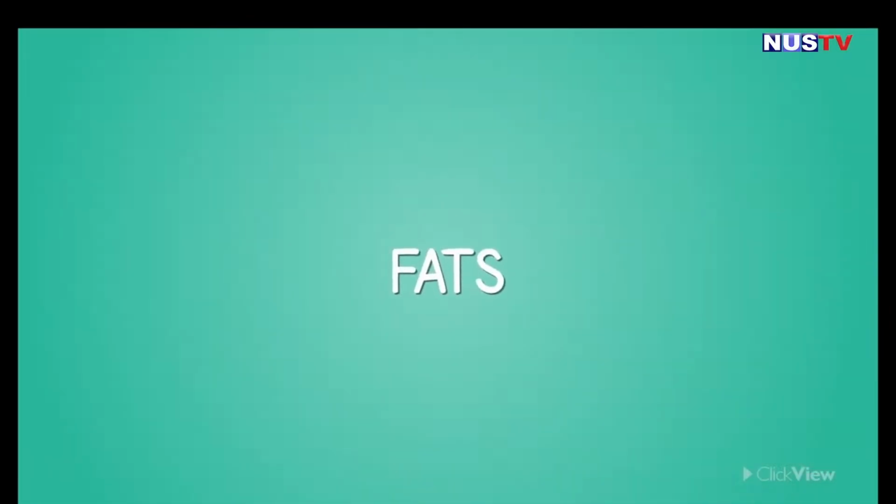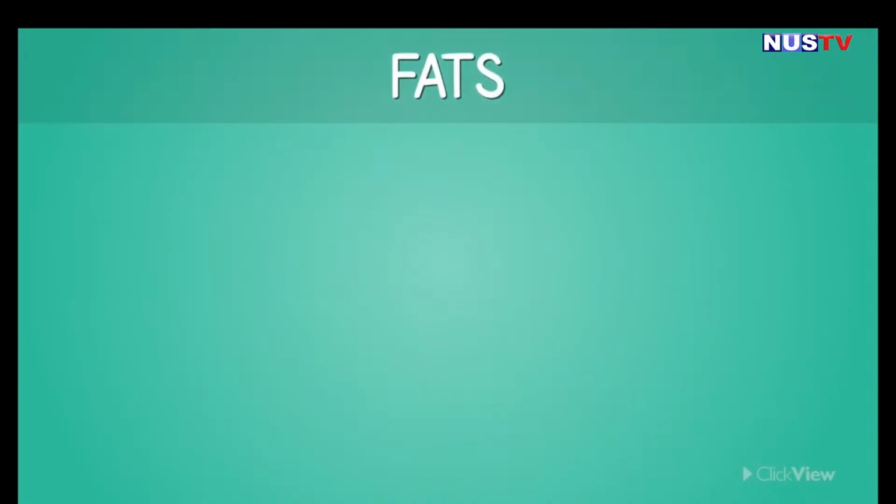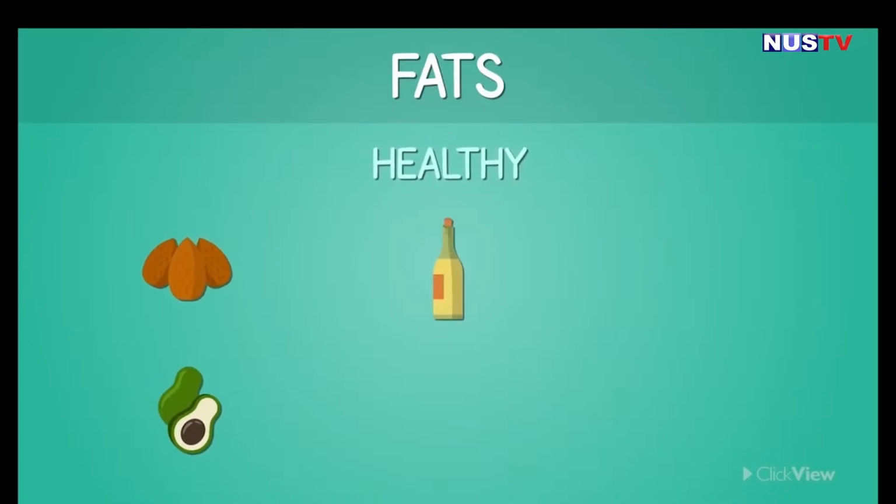Fats. Fats are used by our body to keep us warm, protect our organs, and carry vitamins around our body. There are 2 types of fats: healthy fats and unhealthy fats. Healthy fats are great for our bodies and can be found in nuts, avocados, olive oils, fish, eggs, and soya beans.